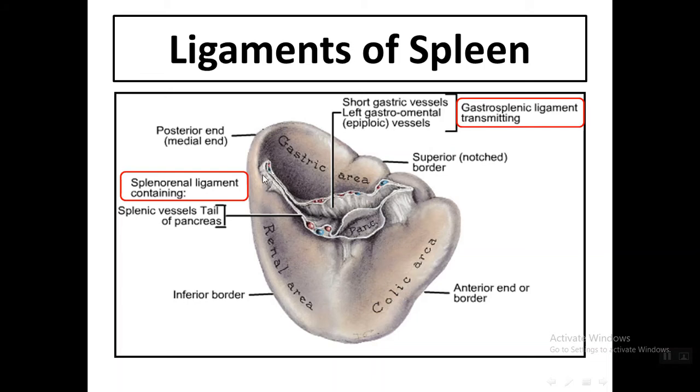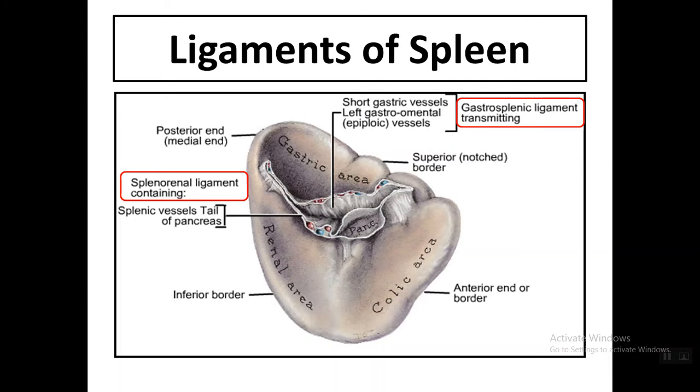As we said before, the spleen is completely covered by peritoneum, and at the hilum, the peritoneum will become double layer and extend to the stomach and to the left kidney, forming two ligaments. The one that goes to the greater curvature of the stomach is called the gastrosplenic ligament. The gastrosplenic ligament will transmit the short gastric vessels and the left gastroepiploic vessel.